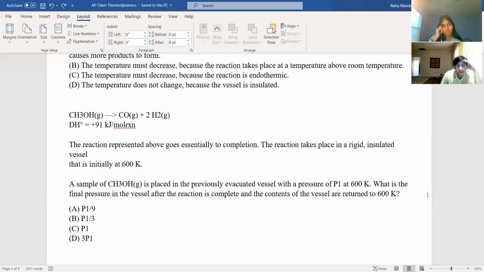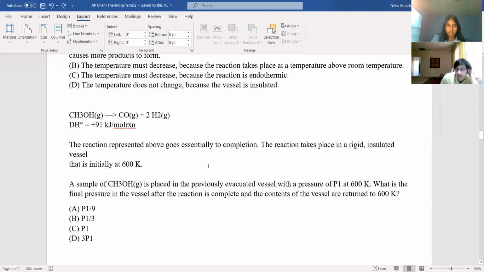Well, if I had to take a wild guess, I would just choose C because initially there's P1 at 600, so I'm assuming at 600 you would also have P1. I would choose D, but I'm not sure. Why would you choose D? Oh, it is D. I was just thinking because there's 1 mole here, and then there's 3 total here.